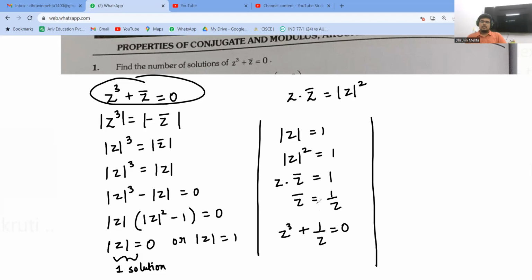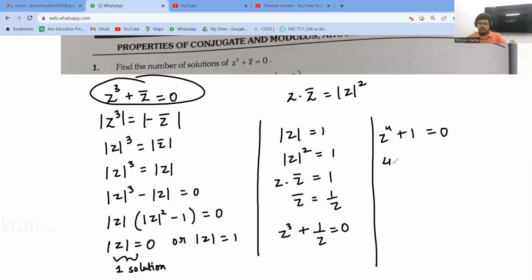z raised to 4 plus 1 is equal to 0. Now we had discussed this, that there is a basic rule in algebra that the number of answers is always equal to the highest power of the variable. So how many answers will this equation have?